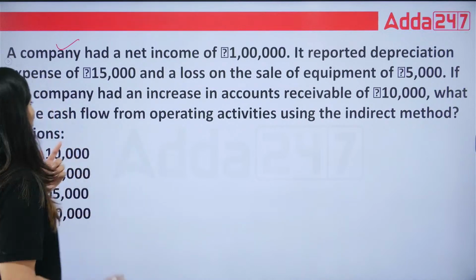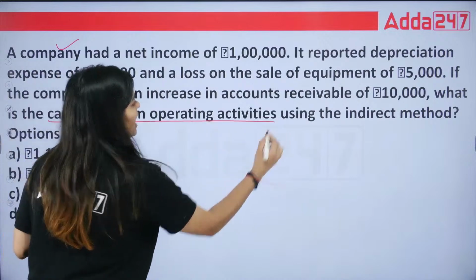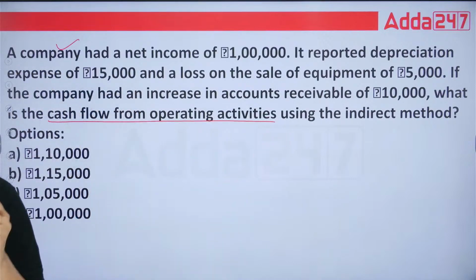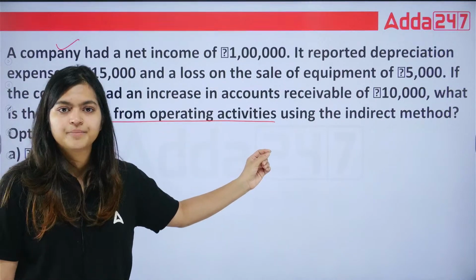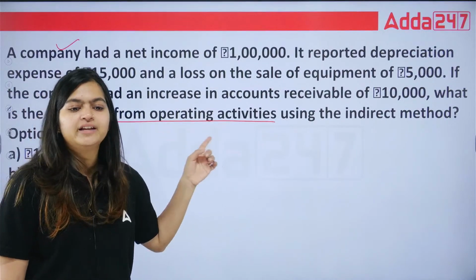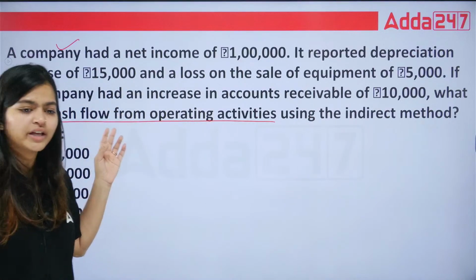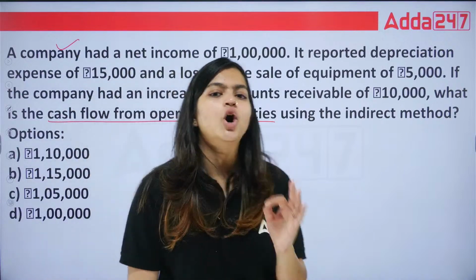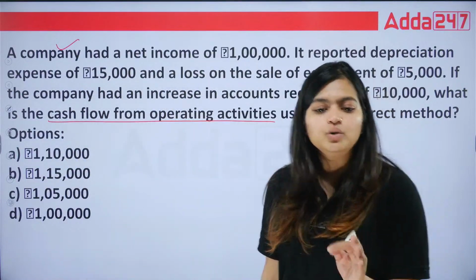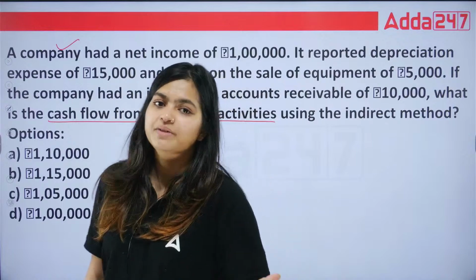So in this, they want to know the cash flow from operating activities. You need to calculate the net cash flow from operating activities. Remember, under operating activities we need to show only the cash flow. So if you find any non-cash transactions, you need to make adjustments.